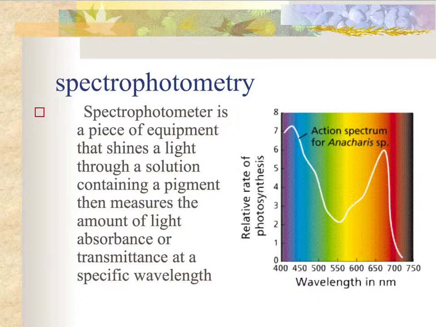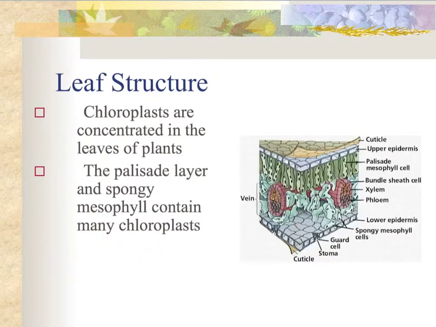And just a side note, spectrophotometry is equipment that shines a light through a solution that has a pigment, and then it will measure the amount of light that's absorbed or transmitted at a specific wavelength. And as we would guess, most plants that we know of are mostly green in their leaves, so that's where most of the chloroplast can be found. And it's going to be found in the palisade layer and the spongy mesophyll, right here in this section, and the spongy mesophyll is down here. Okay?